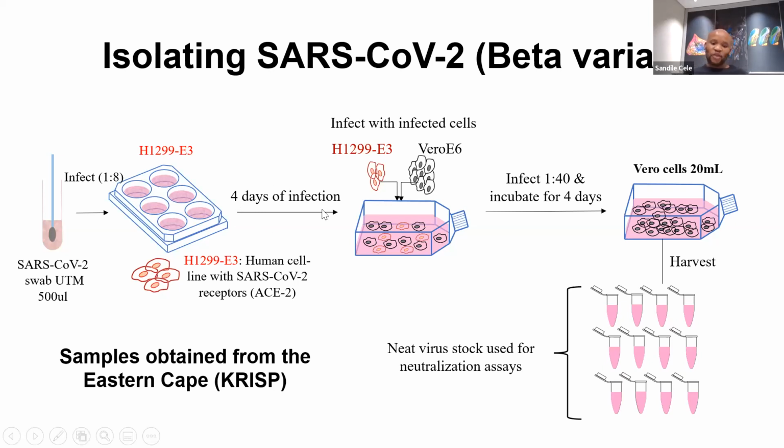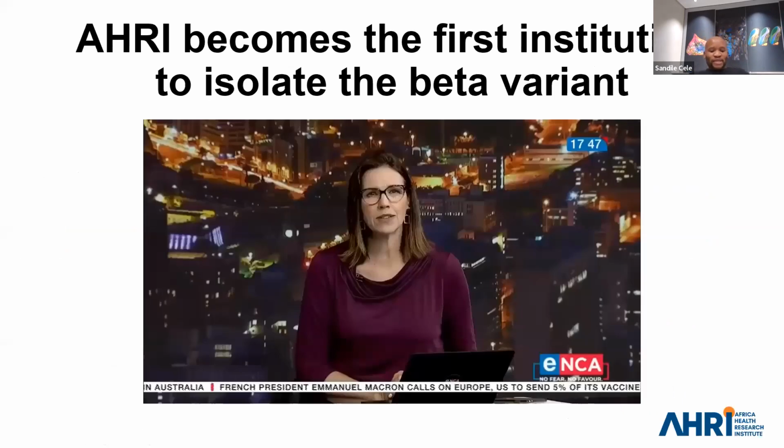Then the infected human cell line was used to infect the monkey cell line, and then these were incubated for 4 days. And then again, after 4 days, the virus was harvested. And these samples were also provided by CRISP. I think they received these samples from Eastern Cape around October in 2020. So using the previously described method, the Africa Health Research Institute became the first institution to isolate the beta variant.